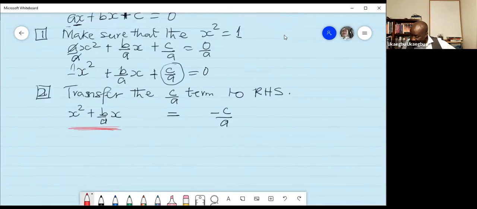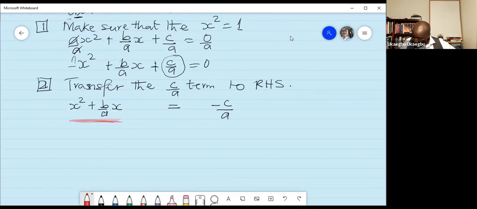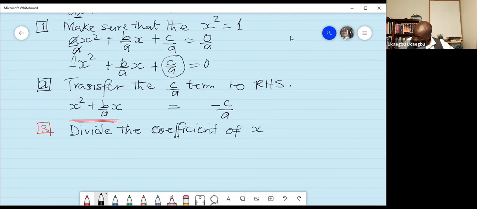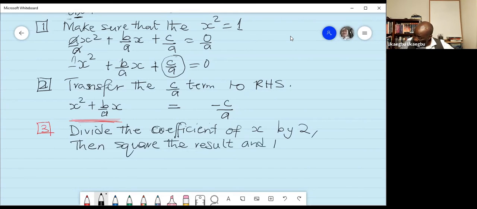Okay. So next step, I'll write step 3. Divide the coefficient of x by 2. Then square the result and then add it to both sides. This is a very huge step. Once you master this particular step, you are done. Okay, so now let's start.